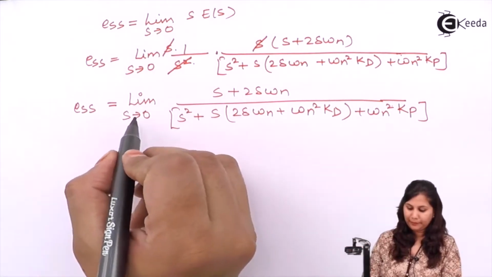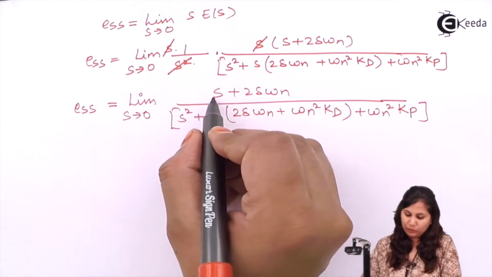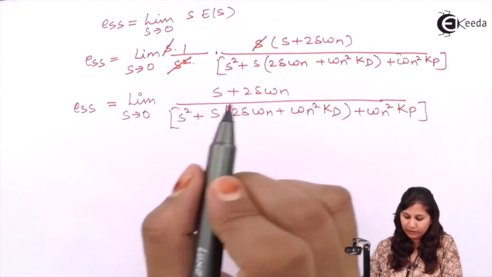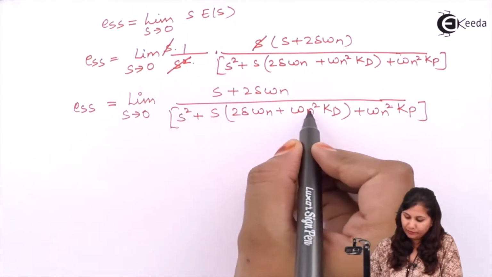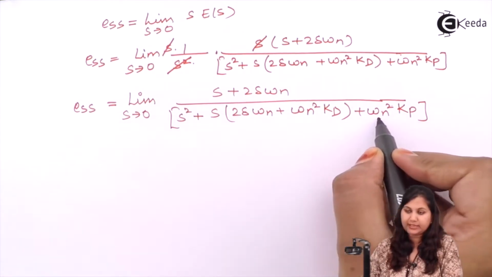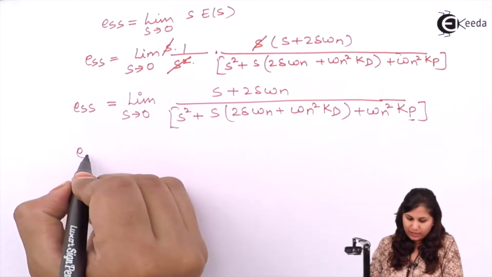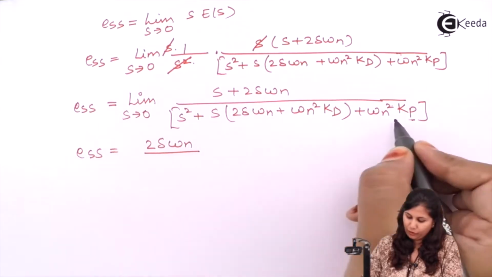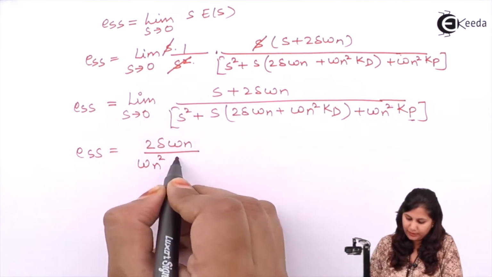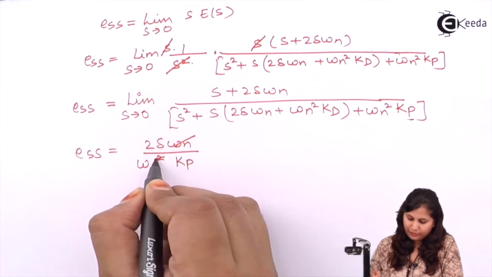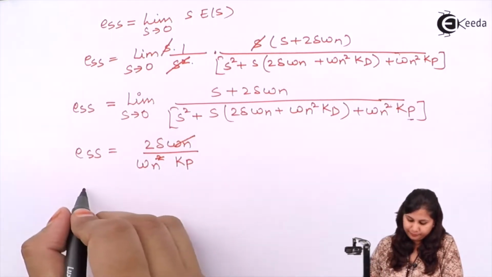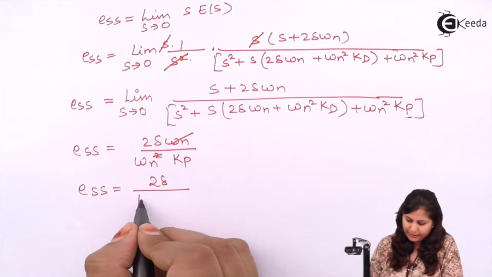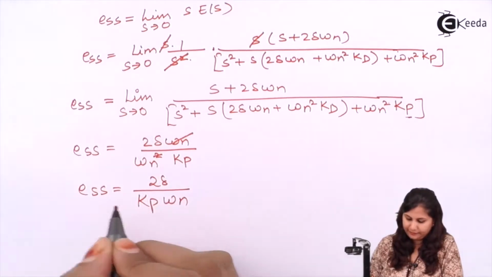Now apply the limits here. This will become 0 plus 2 delta omega n. So we have 2 delta omega n only. Here this term will become 0 and only this term will remain. So ESS is equal to 2 delta omega n, and in the denominator we have omega n square Kp. Omega n cancelled here. So ESS is equal to 2 delta upon Kp omega n.